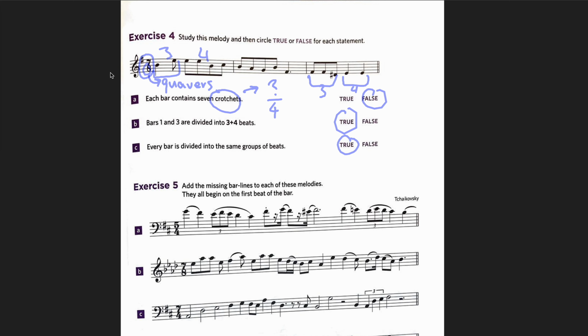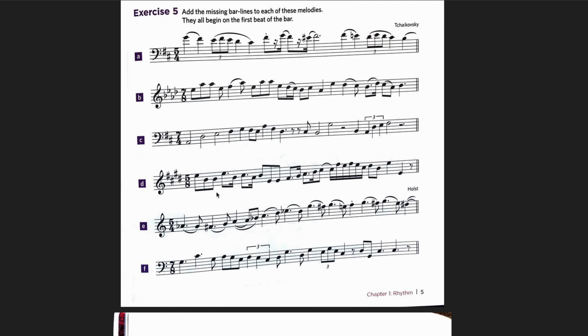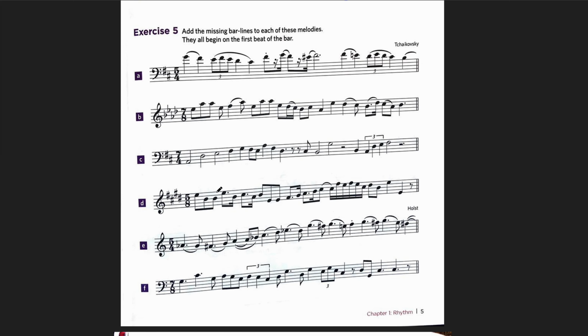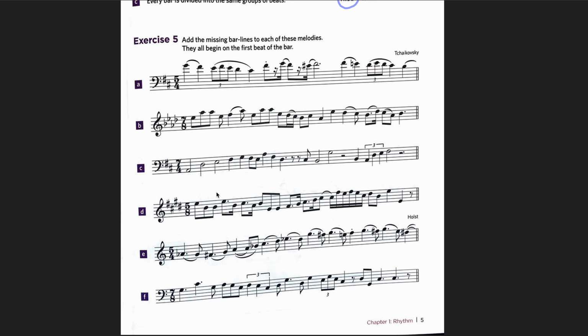Exercise 5. We need to add the missing bar line to each of these melodies. They all begin on the first beat of the bar. Okay, so we have 5/4. So we've got 1 crotchet, 2 crotchets. Because it's a triplet, we only count it as 1 crotchet: 3 crotchets, 4 crotchets, 5 crotchets. So there's a bar line there.